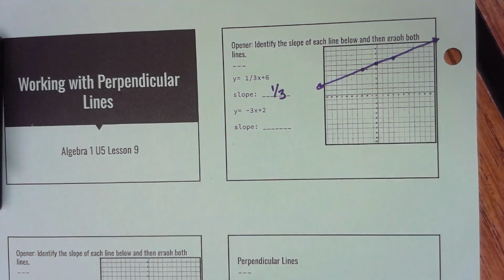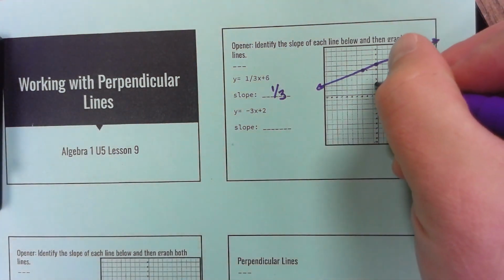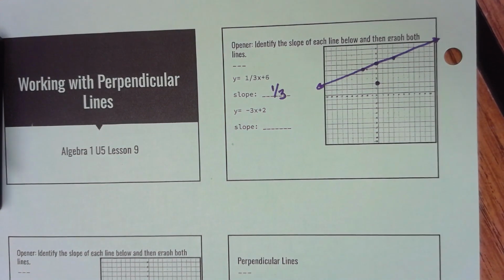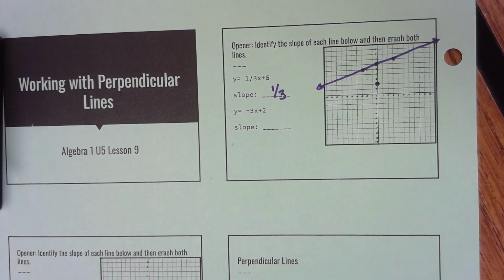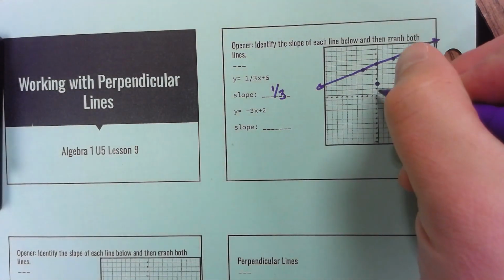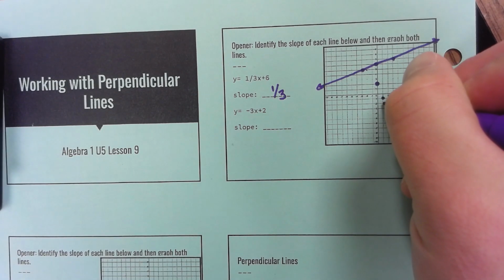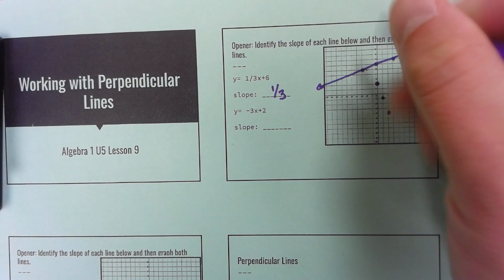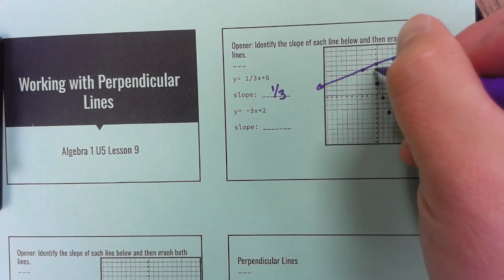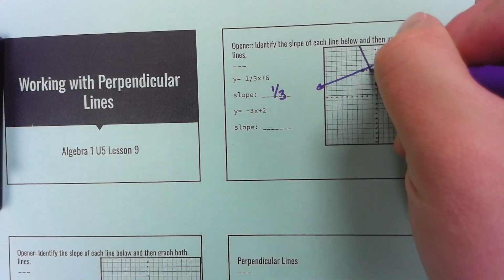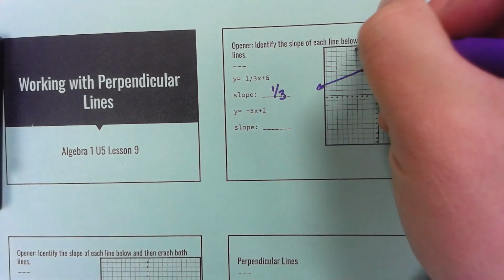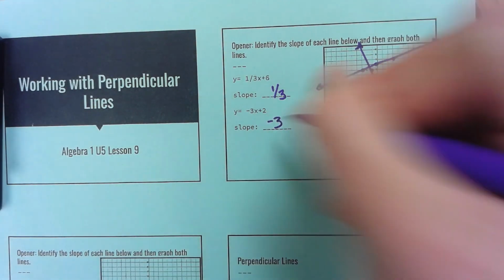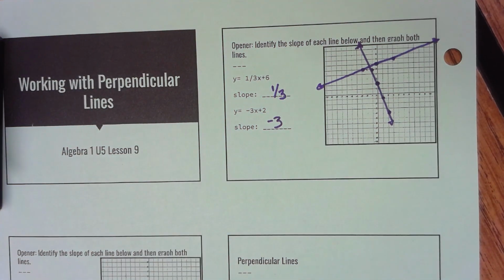The next line has a y-intercept of 2. This slope is -3. Okay, so that should be going down as I go to the right. So I'm going to go down 1, 2, 3, and right 1. Down 1, 2, 3, right 1. These small graphs make it a little tricky. 1, 2, 3, left 1. That's good enough. Okay, and we get the slope of -3. All right, so your line just looks something like that.